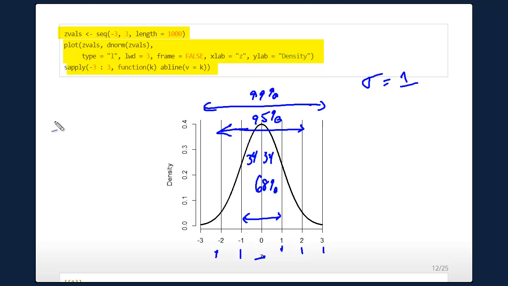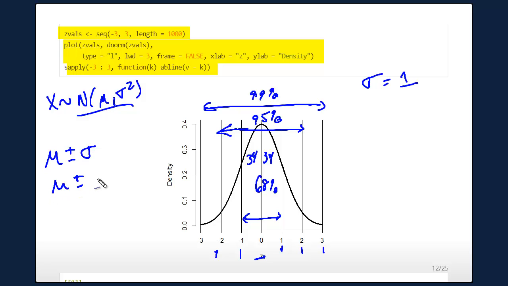So for example, if we take a non-standard normal, if x is normal mu sigma squared, then about 68% of that distribution. The probability if we grab an x from a normal distribution of that sort is about 68% chance it's going to lie in the interval mu plus or minus 1 sigma. There's about a 95% chance that it's going to lie in the interval mu plus or minus 2 sigma, and about 100% chance it'll lie in the interval mu plus or minus 3 sigma.